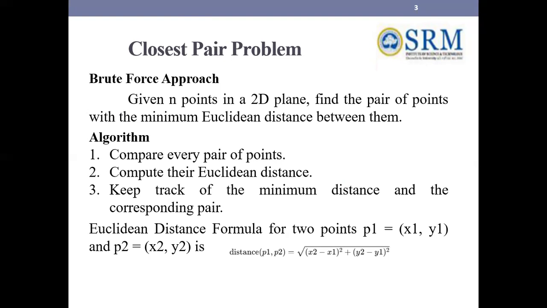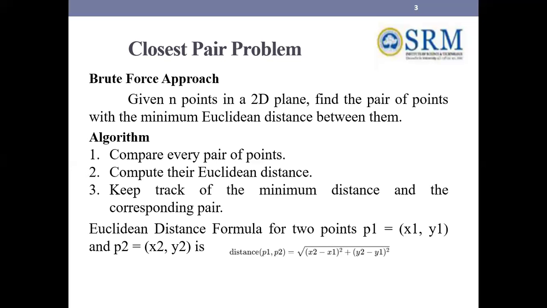Algorithm. Here we are taking every pair of points. Take 1 point, which is combined with the remaining n minus 1 points. Like that, we take every pair of points in the solution space, and we find the distance between every pair of points by using the Euclidean distance formula. And when we calculate the distance, keep track of the minimum distance.